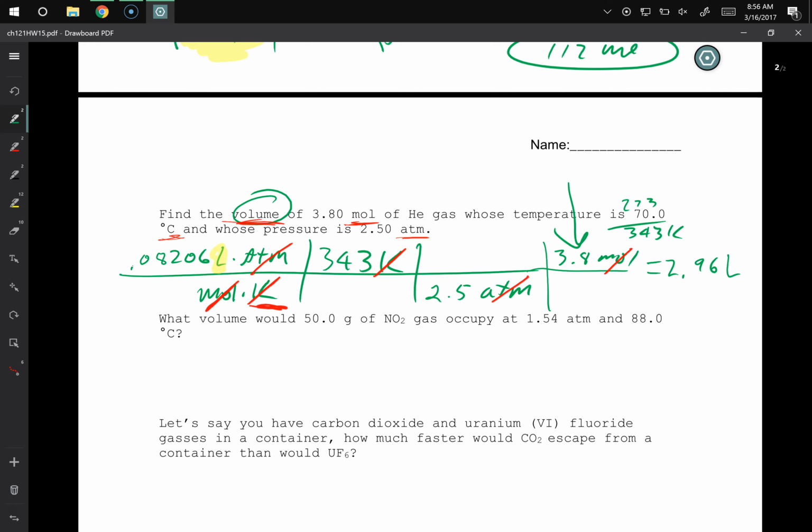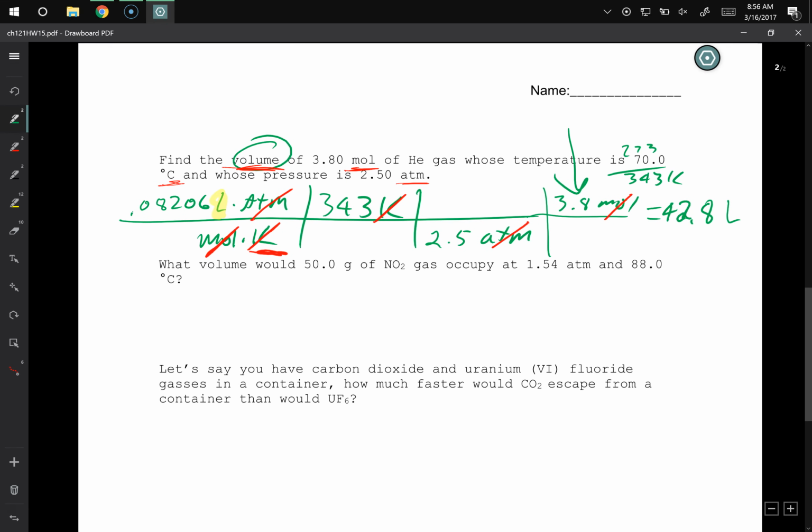0.08206 times 343 times 3.8 divided by 2.5. Oh, yep. I typed it into my calculator wrong. So I got 42.8. Okay.